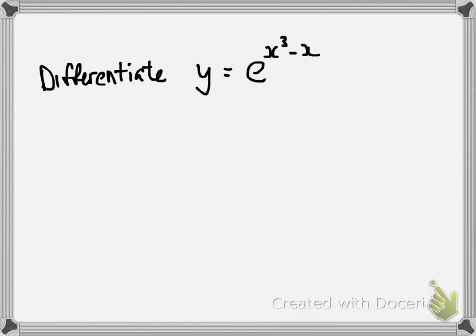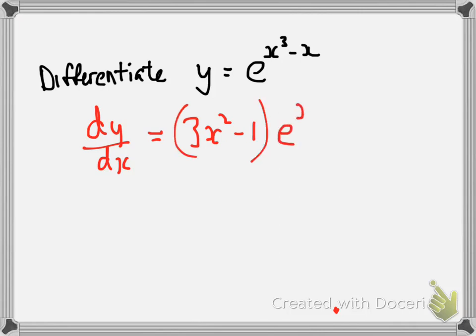Okay, another one. Y equals e to the power of x cubed minus x. So dy dx equals... Okay, what's the derivative of the index? Annalie? 3x squared minus 1. Bracket that. E to the power of, the index stays the same. There we go. That was an easy one.